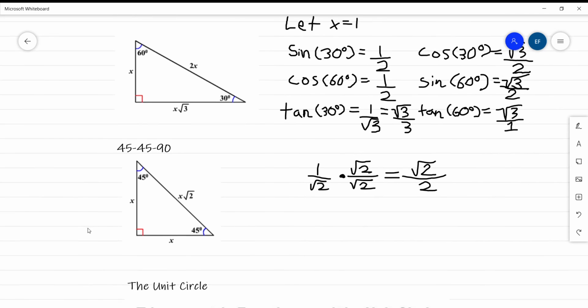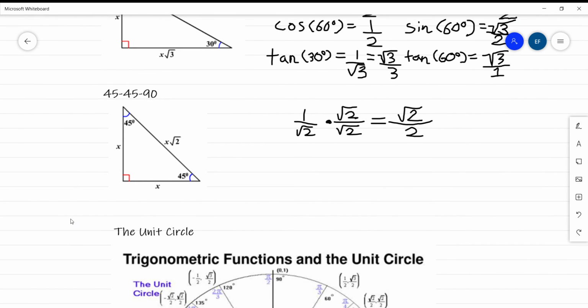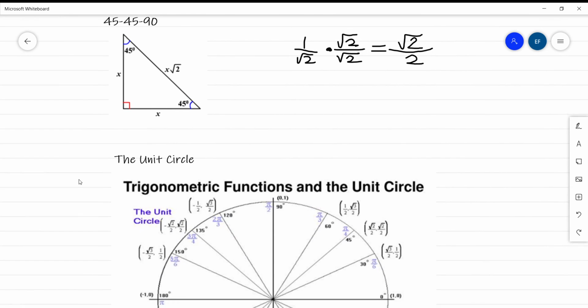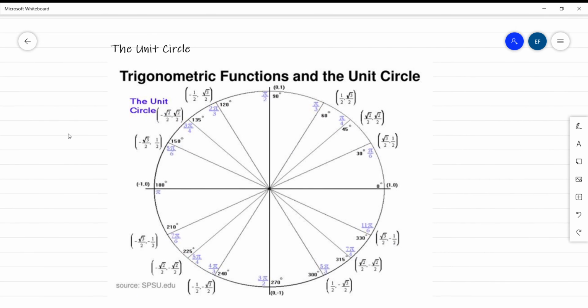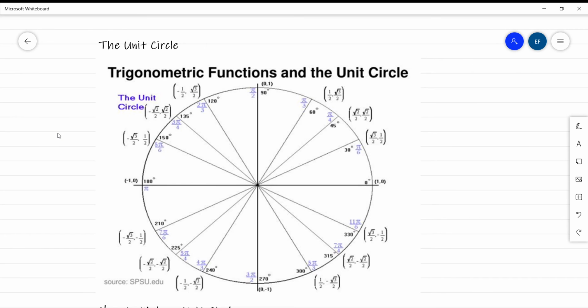So we keep alluding to this unit circle, but now let's actually take a look at it, now that we have the basics down for sine and cosine. I don't want you to get overwhelmed, but all this does is list the angles we just talked about.